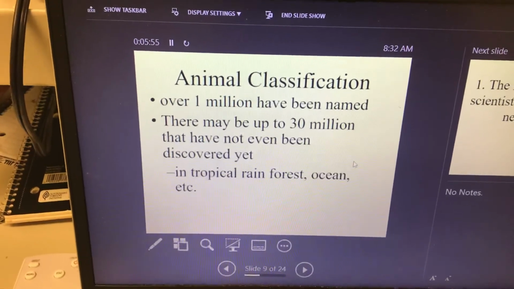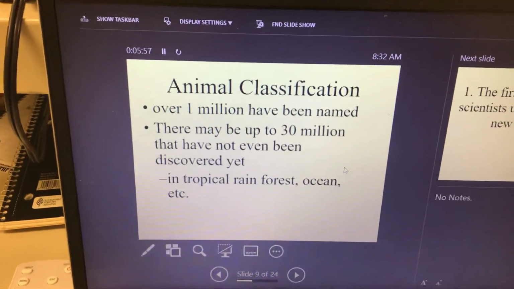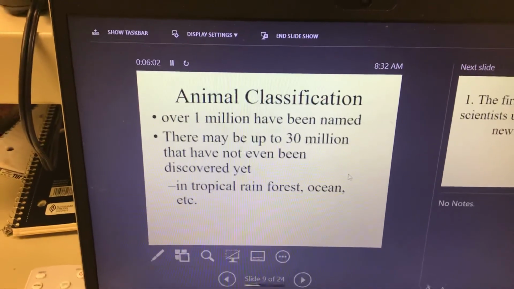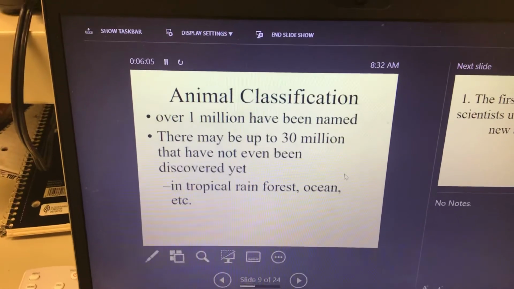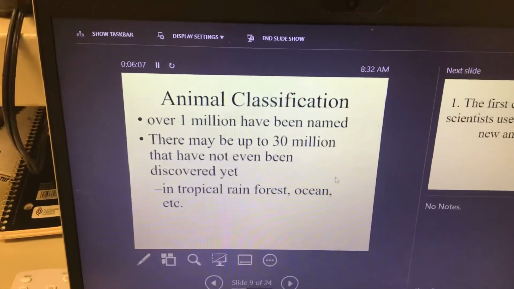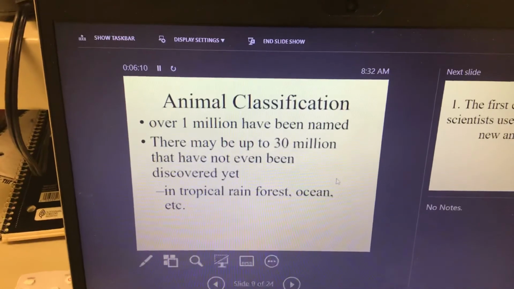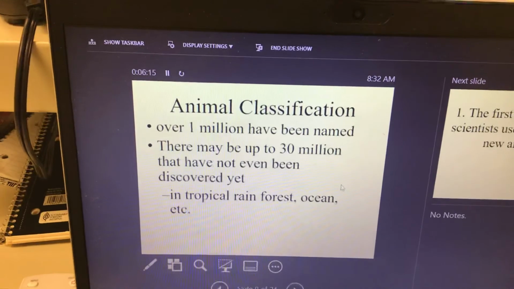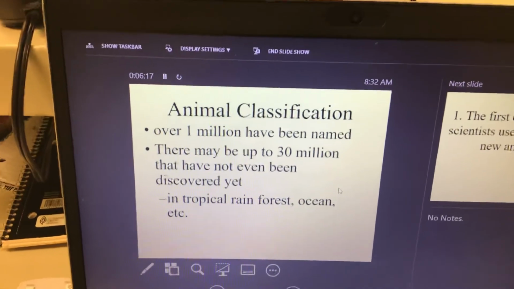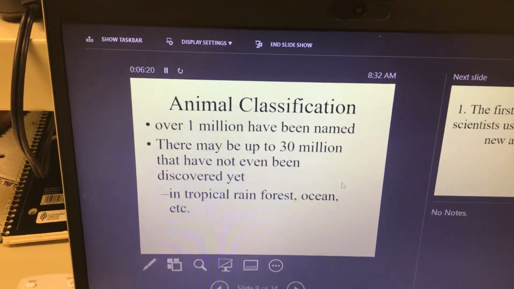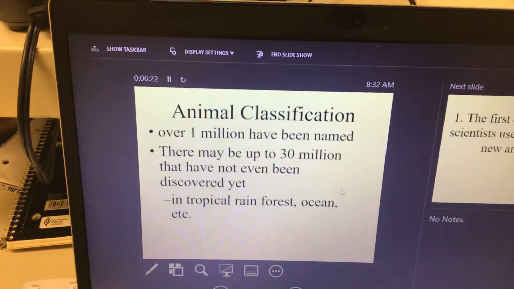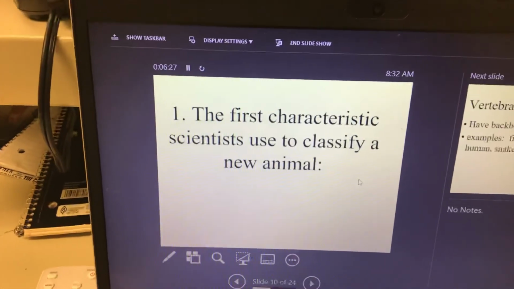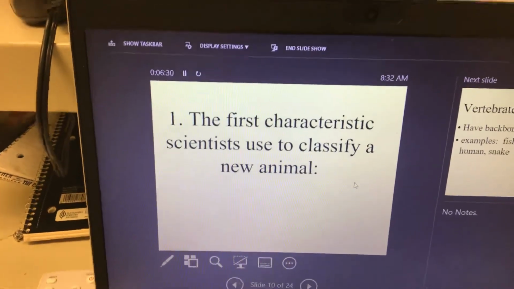Don't write anything here, but animal classification, there are tons and tons of animals, and there are probably some that we have not discovered yet. Two places where it's difficult to discover all animals. One is in rainforests because it's so thick, so dense, and the other is deep in the ocean because the pressure would squish you, so it's hard to get everything there. So those are characteristics of all animals, and why don't we stop there?